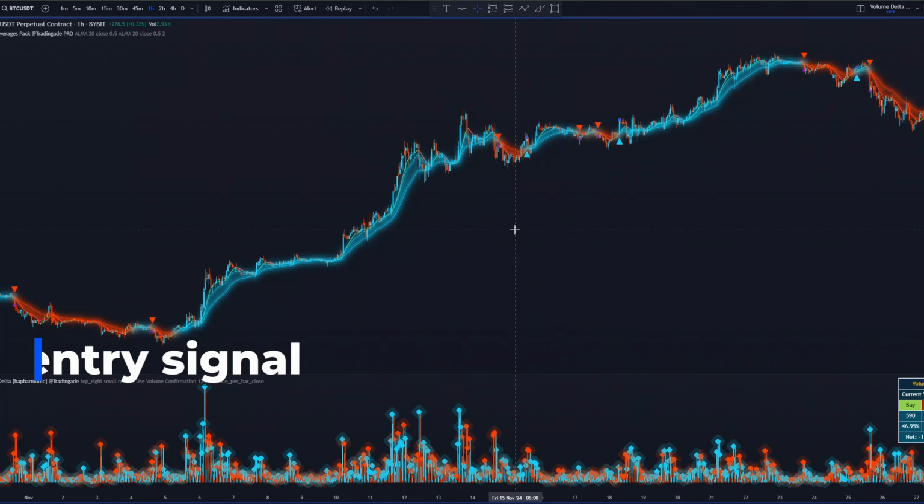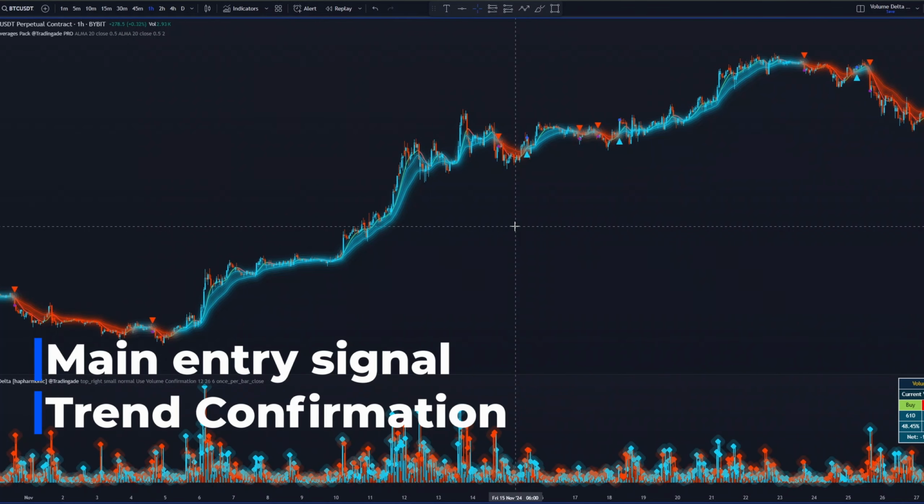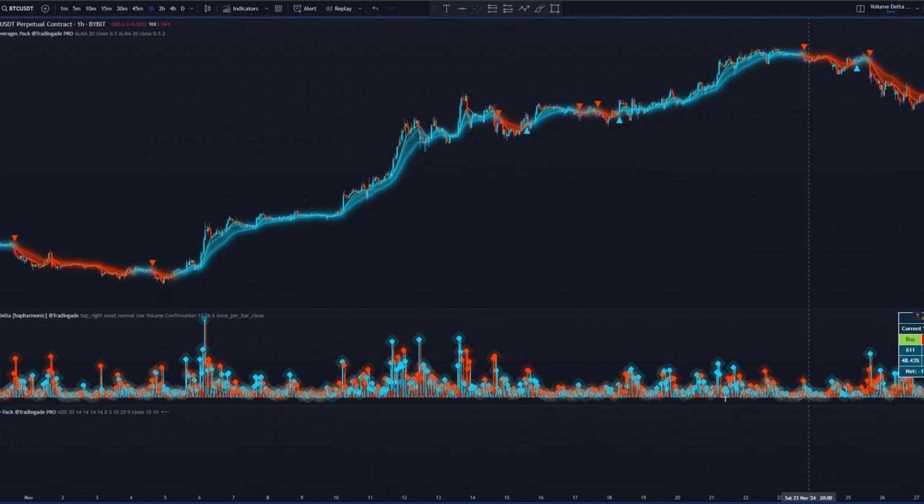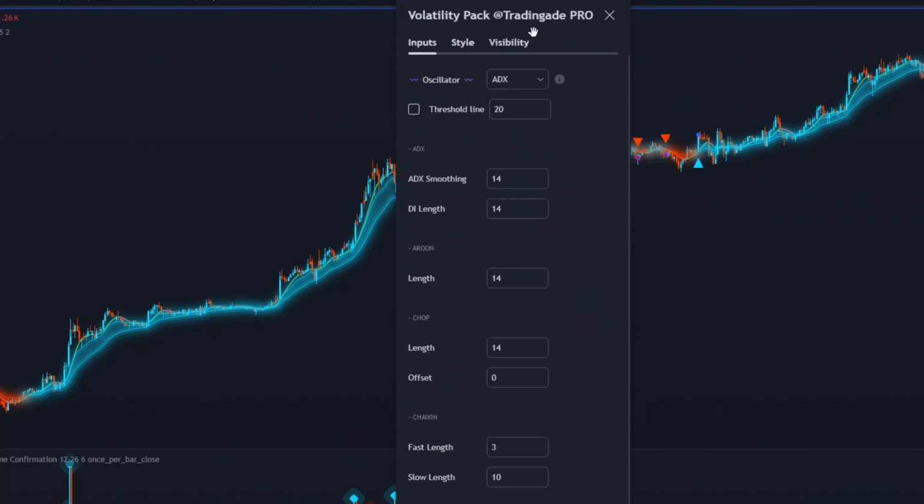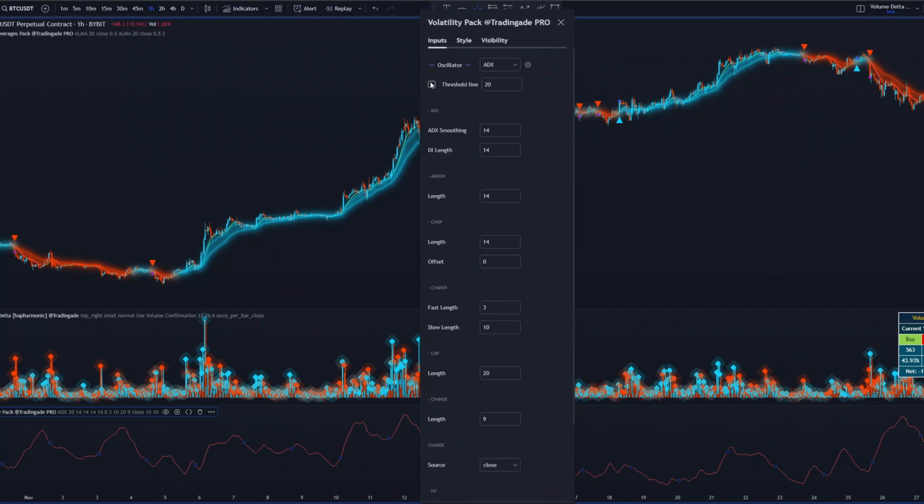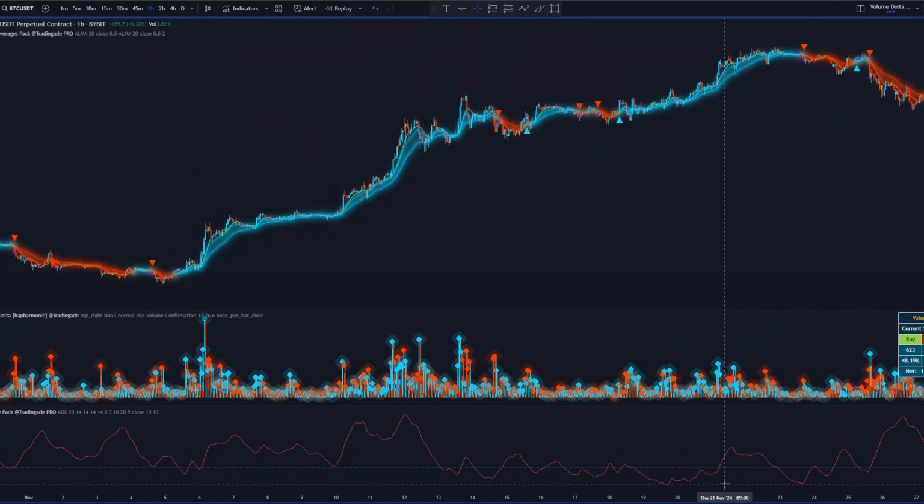We have a main entry signal and a trend confirmation, and in order to finish our strategy, we need to add a volatility confirmation based on the ADX, the average directional index. We're going to take it from the volatility pack by TradingView Pro, leaving the default settings: smoothing 14 and DI length 14 as well. We're going to set a threshold line at the 20 level, because our trigger point will be when the ADX is above 20, indicating there is enough volatility in the market.